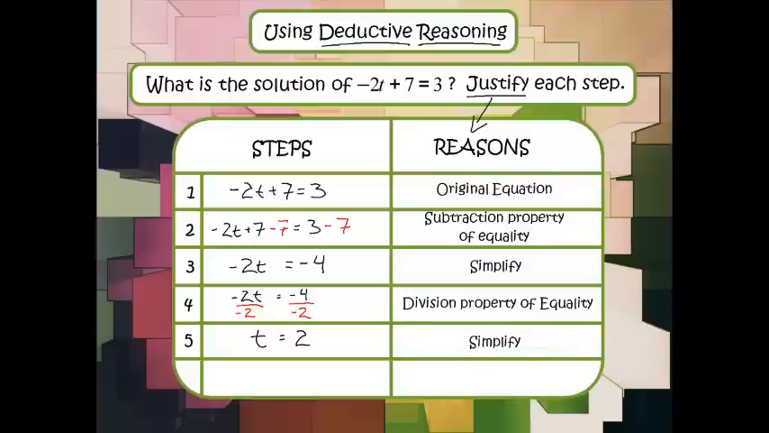So what did we do? We started with the original equation. We showed what our first step was, which was the subtraction property of equality. Then we simplified. Then we showed our next step, which was the division property of equality. And then again we simplified. And ultimately what we were looking for was the solution. So what is the solution? We found the solution. It was t equals 2.